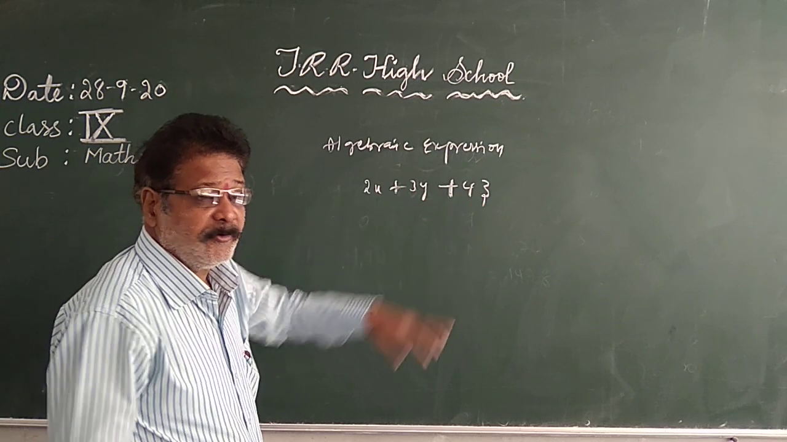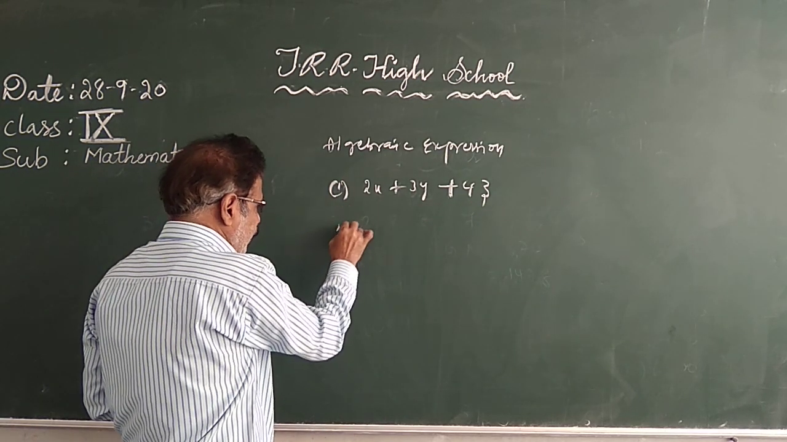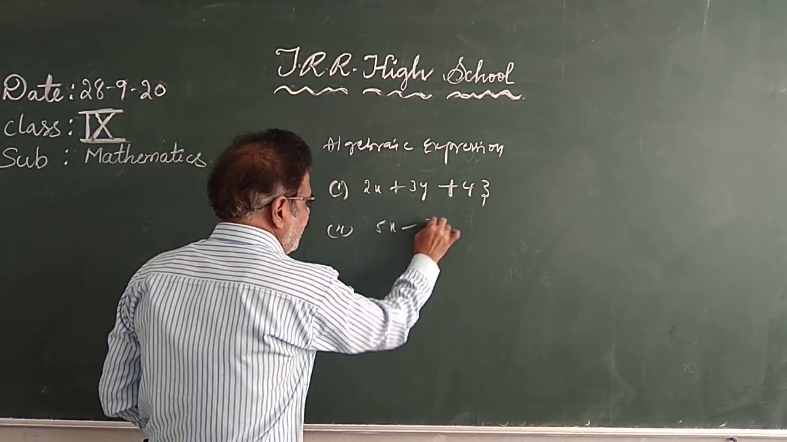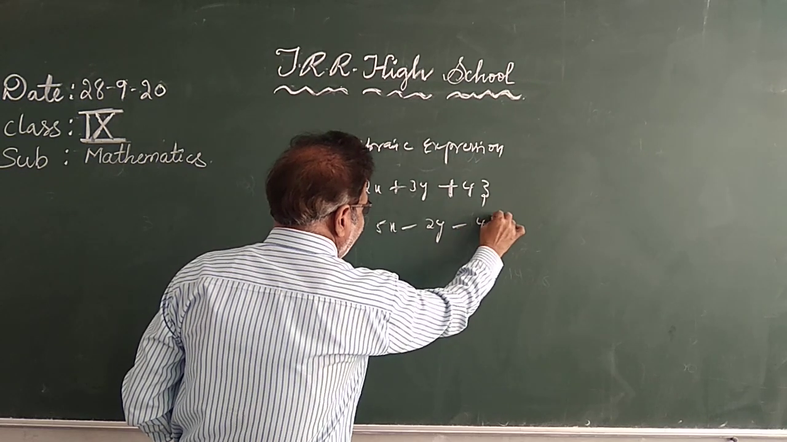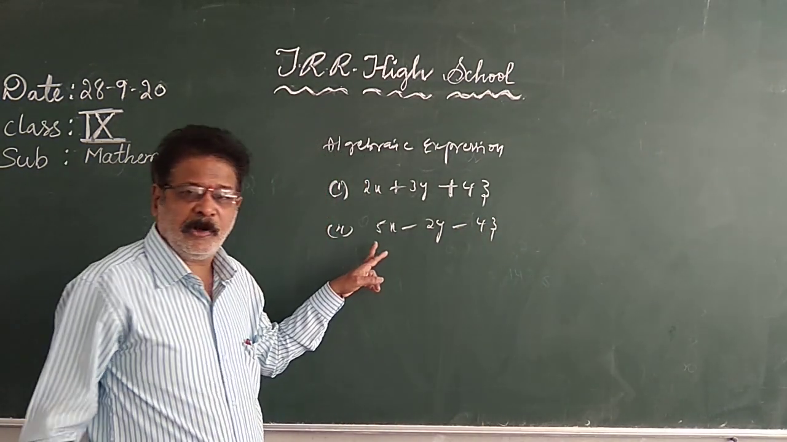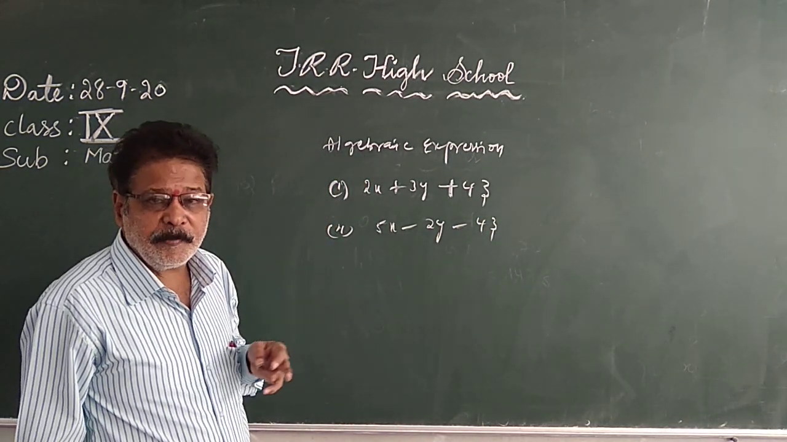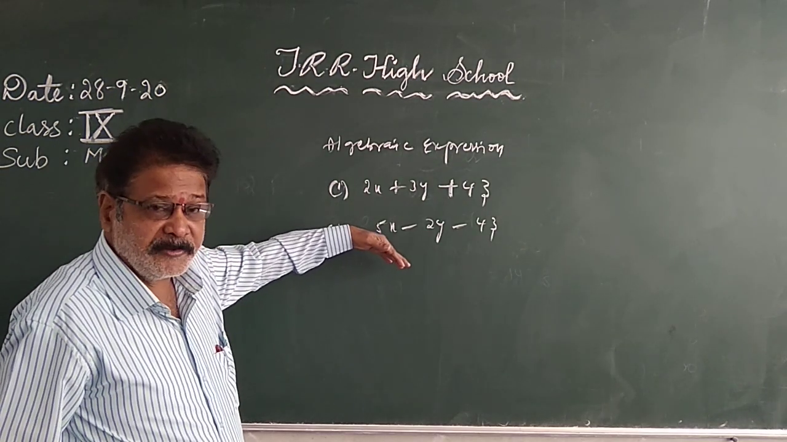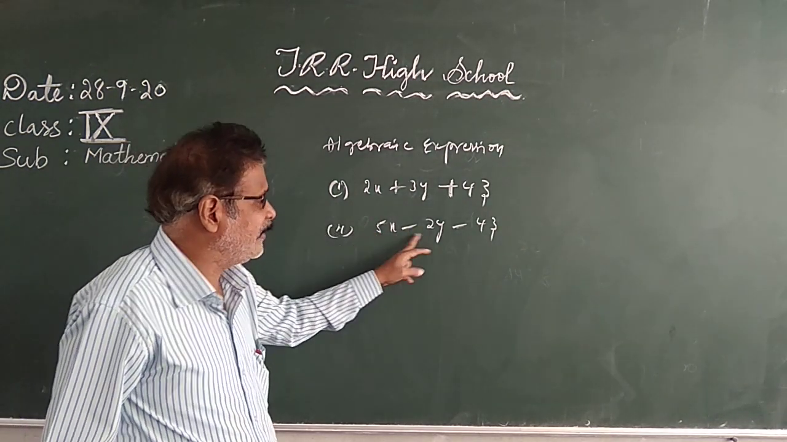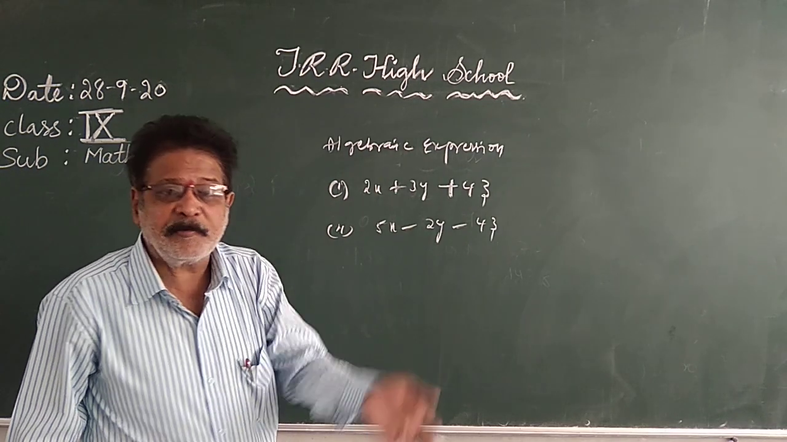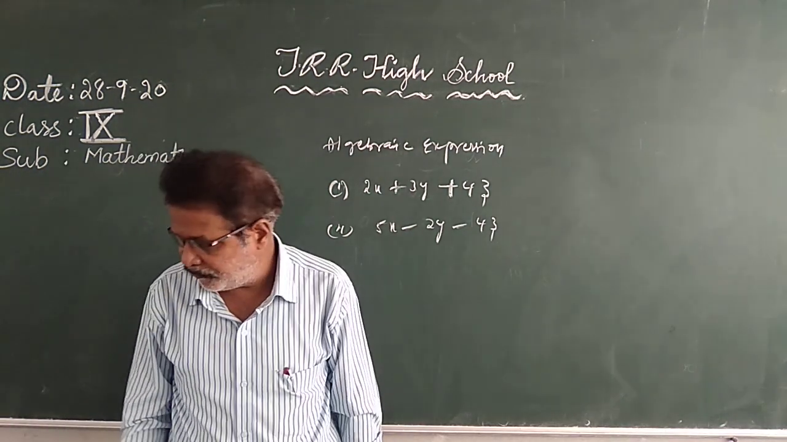2x plus 3y plus 4z. Similarly, one more example, 5x minus 2y minus 4z. This is also an algebraic expression. Why is it an algebraic expression? The terms of the expression are connected with the signs plus and minus only. Such an expression is called an algebraic expression.